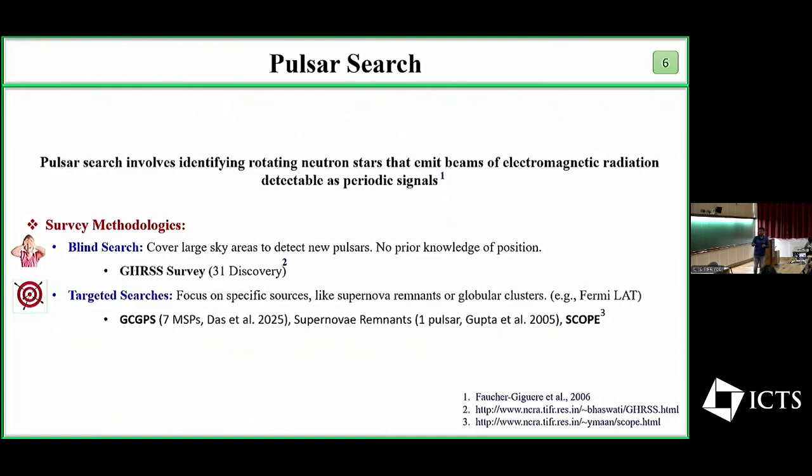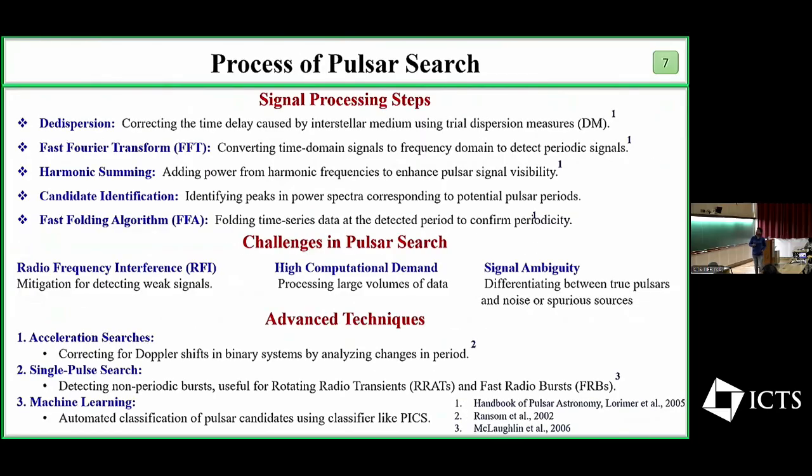In a targeted search, you have some idea about your target, and you focus your telescope on it and then get the data. One of the blind searches is the GHRSS search, which I will explain in upcoming slides, and some targeted searches are GCGPS, SCOPE and supernova remnants. So what is the process of pulsar search?